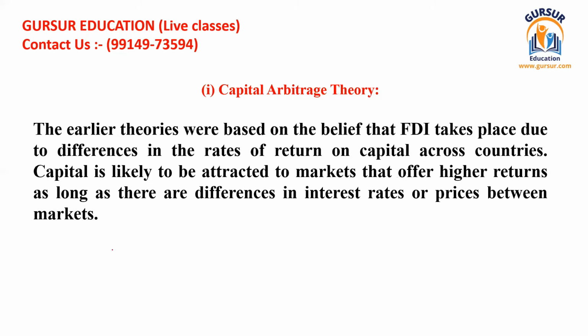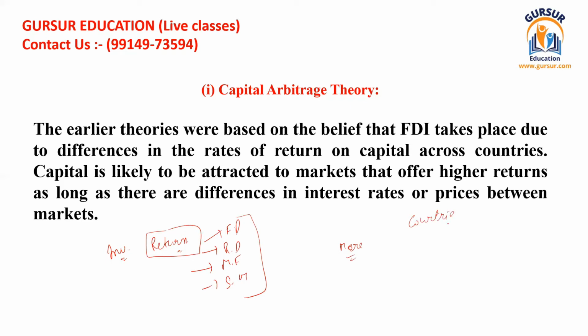So you know that when you make an investment, you get some kind of return. This is very obvious. Even if you invest in a fixed deposit or recurring deposit or mutual funds or share market or any source of finance, you get some kind of return upon the investment you have made. Sometimes you get more return for the investment you make in foreign countries, and that difference of return is known as capital arbitrage. For that reason you can make the investment.